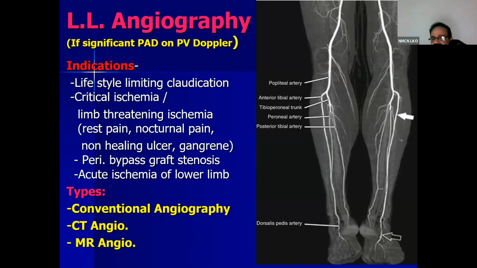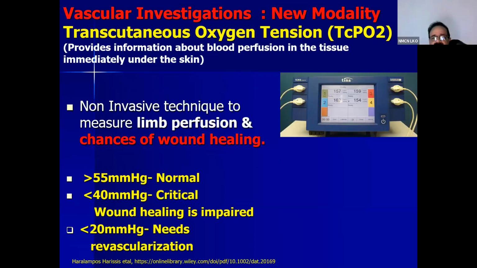And depending on that, you can go for lower limb angiography, different types of angiography: conventional angiography, CT angio, or MR. Nowadays, CT angiography is preferred because it's easy to perform and it's less invasive also, and it gives you a good idea. And at the time of doing angioplasty, one can find out further detail of the anatomy of the peripheral arteries. And the new modality I want to discuss here is the transcutaneous oxygen tension, which is TCPO2, which provides information about the blood perfusion in the tissue immediately under the skin. It's a non-invasive technique to measure the limb perfusion and tells us what are the chances of wound healing.